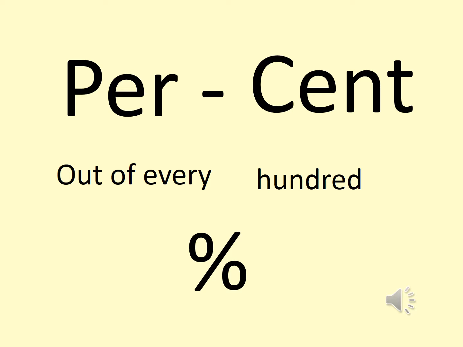If you think about the word percent, it's made up of two parts, per and cent. Per means out of every, and cent means 100. So percent means out of every 100. And this is the sign that we use to show percent.